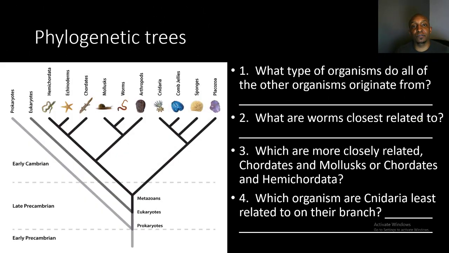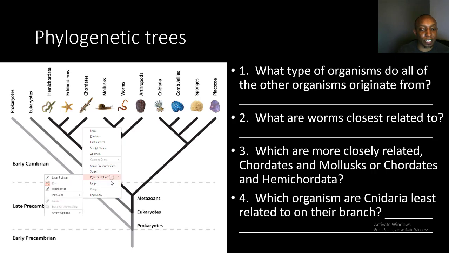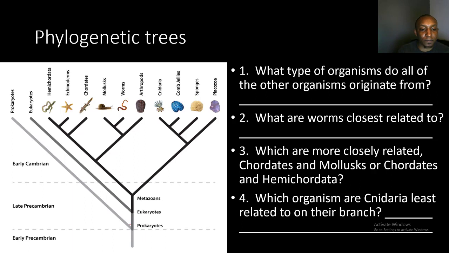And now let's do a quick review over phylogenetic trees. So number one, what type of organisms do all of the other organisms originate from? Well, if you look down here, and I'll change my pointer option. If you look down here, all of these organisms originated from prokaryotes.